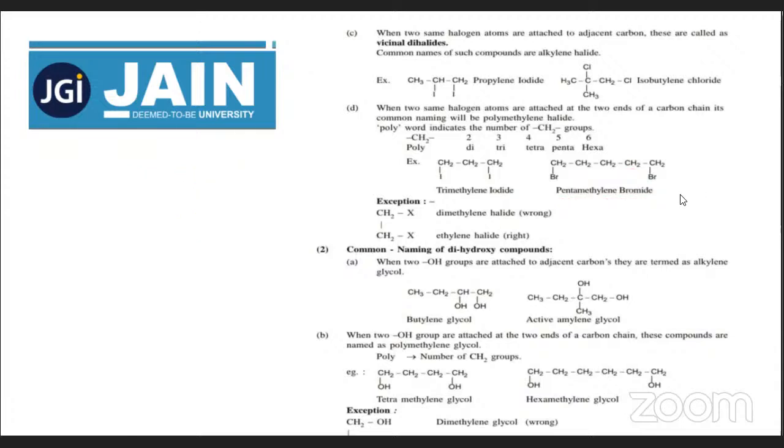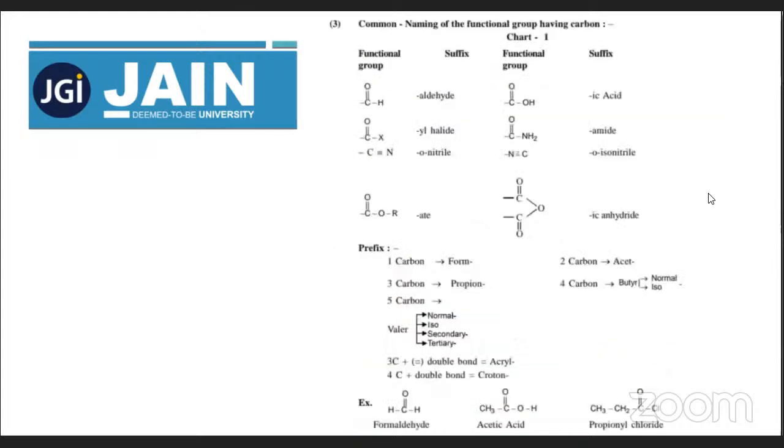Anyway, what is important for you is only alkyl halides, because alcohol and all is not there for you. You have to just know up to alkyl halides. That was vicinal and geminal. So don't worry, it was only up to geminal and vicinal. Now let's go into the functional group.